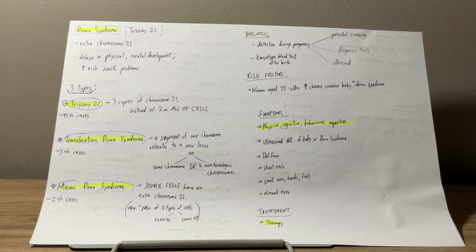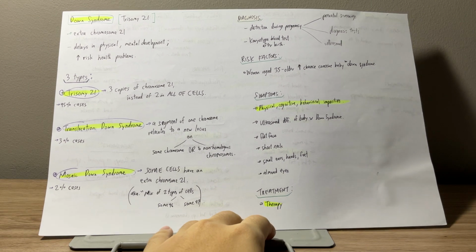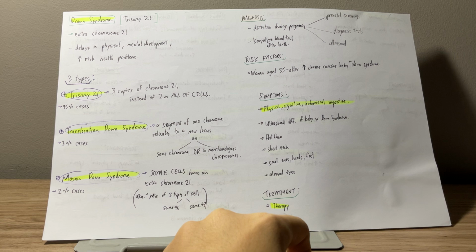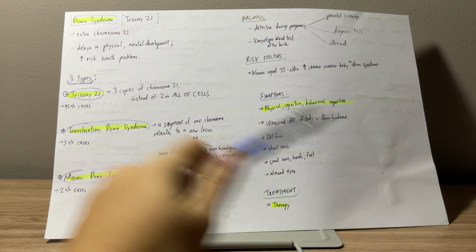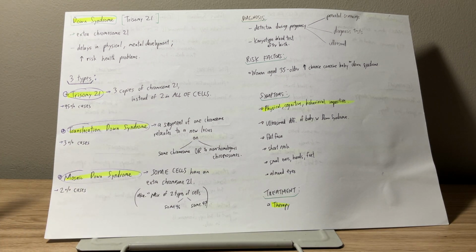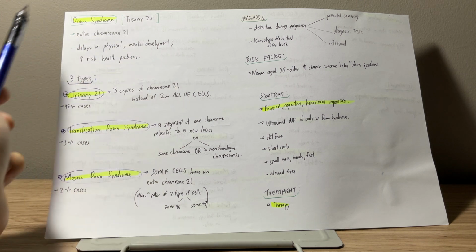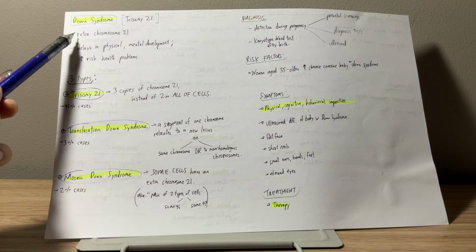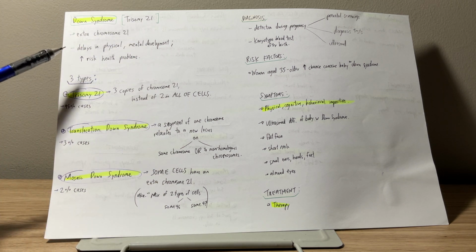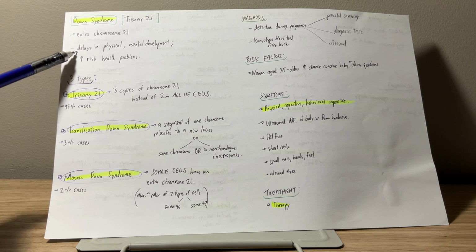Okay, we have Down syndrome. I believe this disease is more popular than the previous two that have been mentioned. In other words, Down syndrome is called trisomy 21. From the word 21, you have an extra chromosome 21. And it is characterized by delays in physical and mental development, as well as an increased risk of health problems.